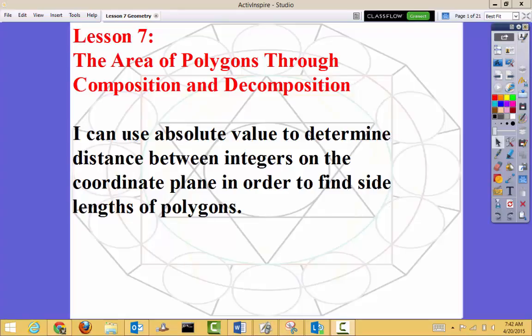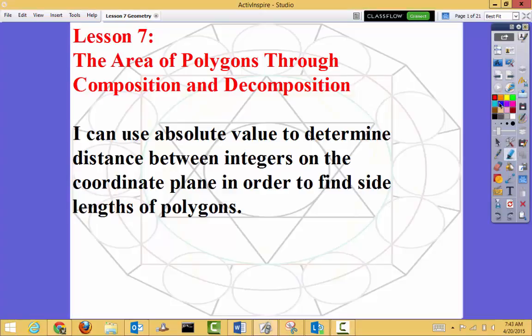Alright, so we're on to lesson 7 of our geometry unit. It is focusing on the area of polygons through composition and decomposition. And our I can statement is, I can use absolute value to determine the distance between integers on the coordinate plane in order to find the side lengths of polygons.